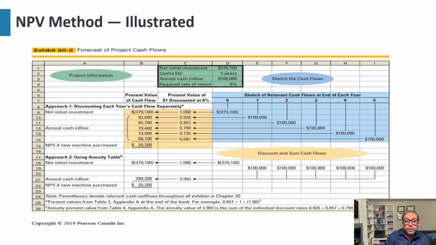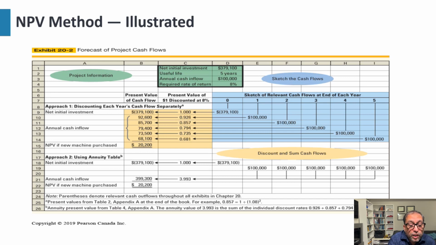We can also do it this way without the table numbers. For the first year, $100,000 divided by 1 plus 0.08, plus $100,000 divided by 1 plus 0.08 squared, and so on for the 5 years.